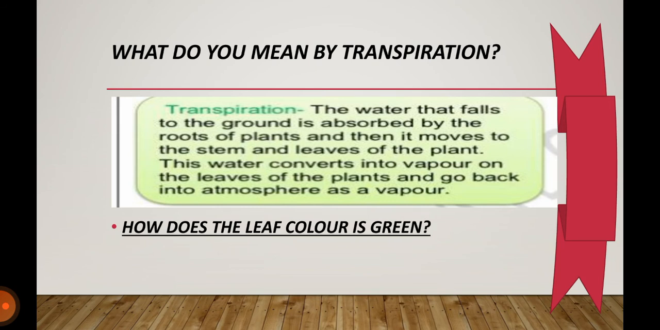Why is the leaf color green? Because in the leaf a chemical is present. That chemical is called chlorophyll. Okay.